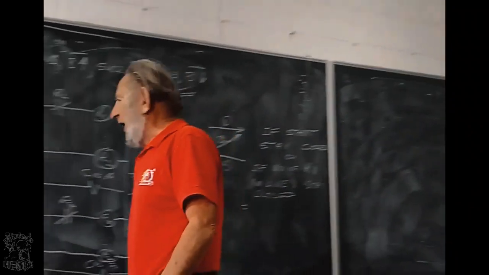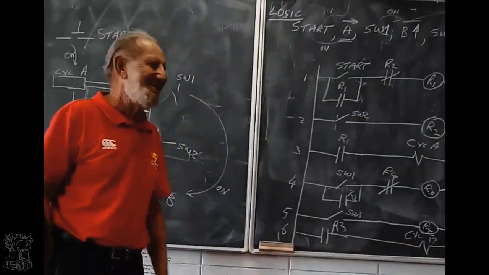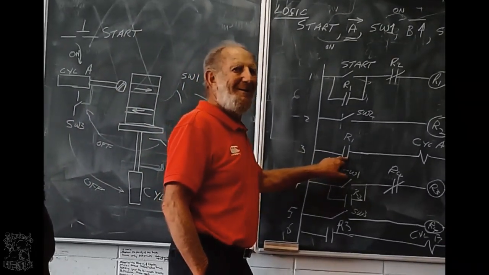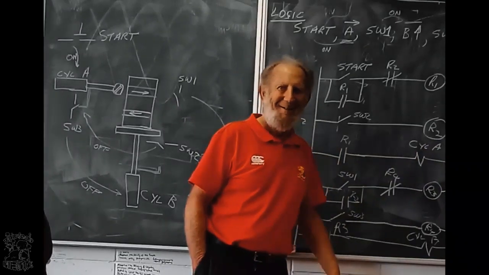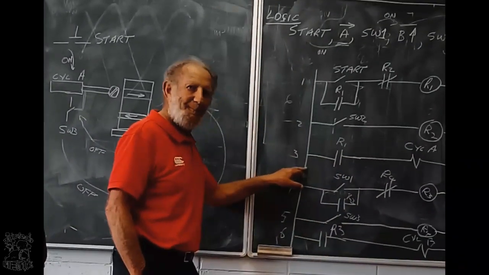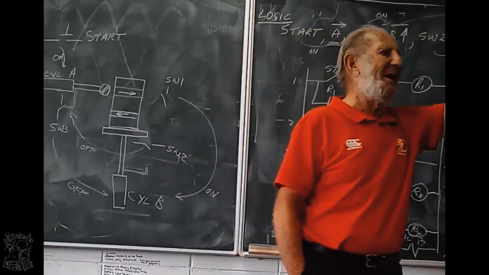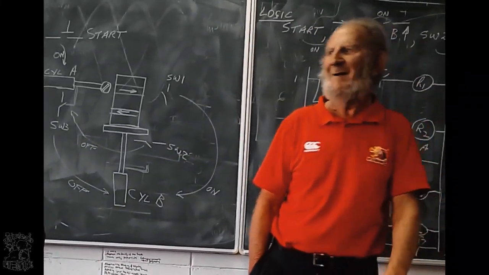We go to line 3. Hey, that's so easy. If it stays open, the job cannot start. If it stays closed, cylinder A will have power all the time. It will be stuck on the right-hand side. It cannot come back.